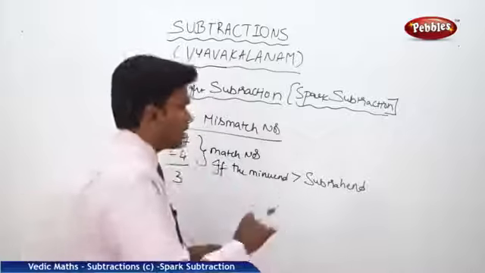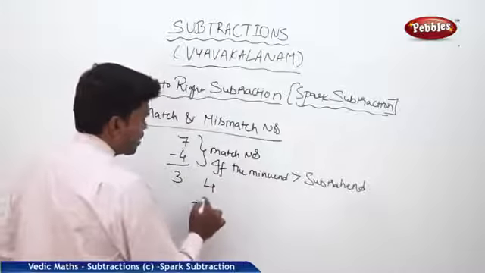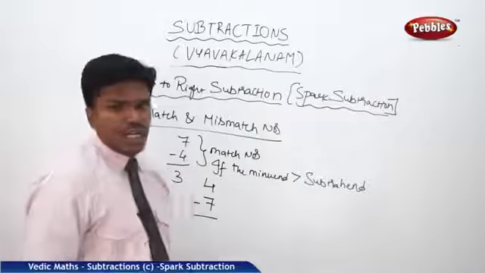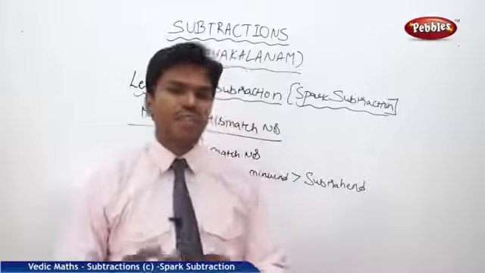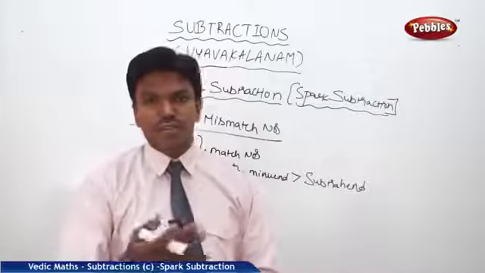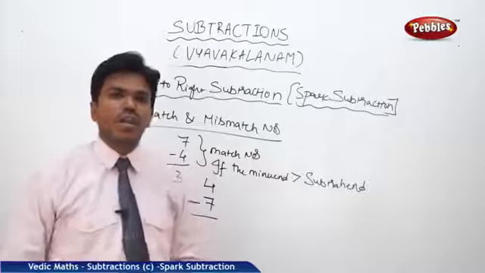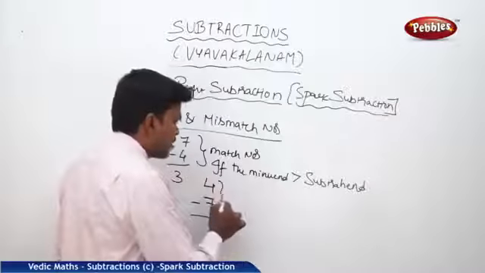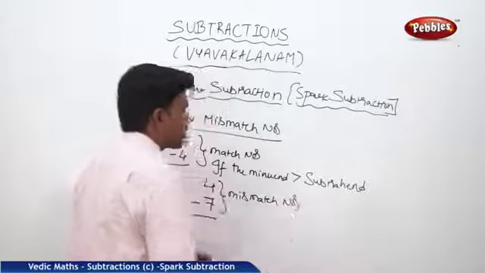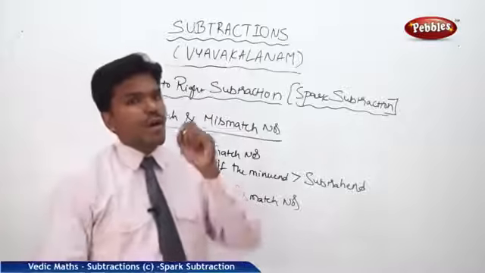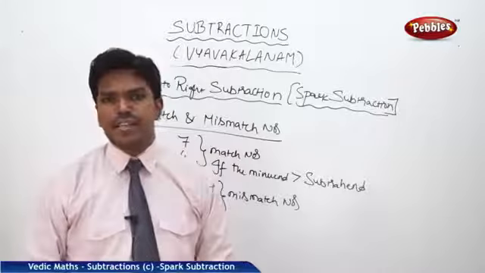Suppose I say 4 minus 7. Is it practically possible? If I have 4 apples, can I give 7 apples to my friend? It is not possible, practically it is not possible. So whenever the subtraction is practically not possible, we call those numbers mismatch numbers. Or we can say it like this also: if the minuend is less than the subtrahend, we call those digits mismatch numbers.